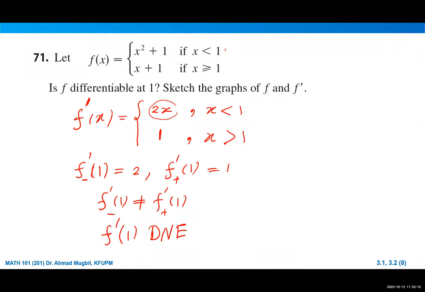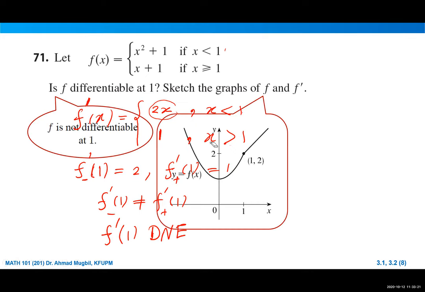So to sketch the graph of f and f prime, I'm sure that you cannot do that, shabab, because this is not our target here. This is from previous courses. You know how to sketch the graph of x squared plus one, up to one. After one, draw x plus one, this line.